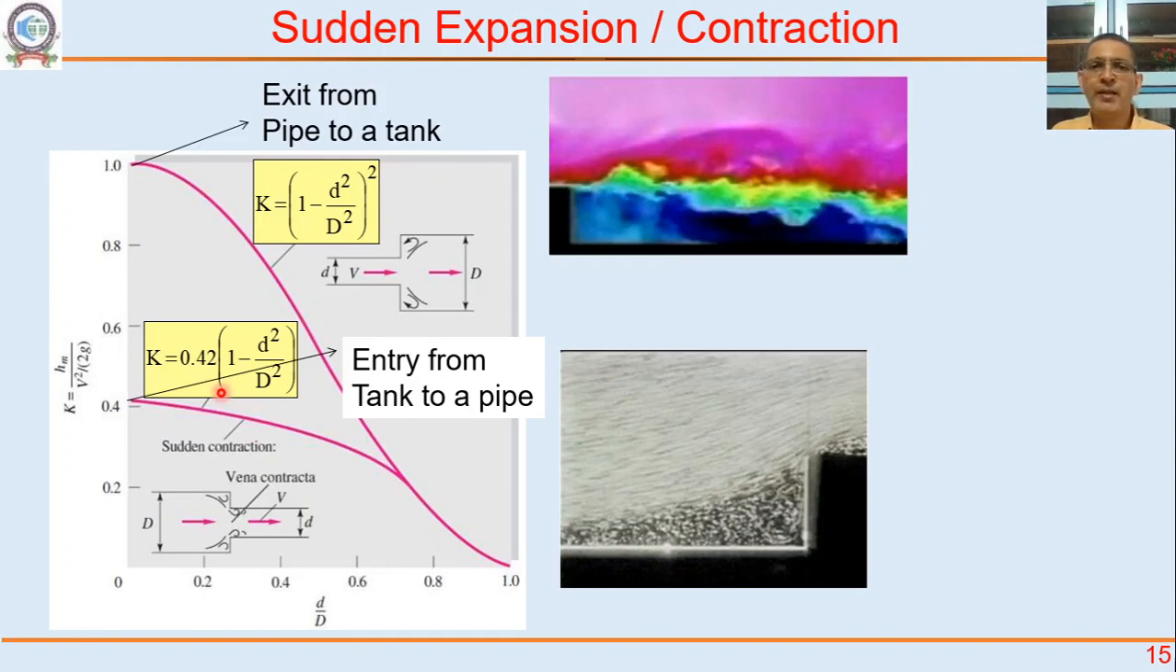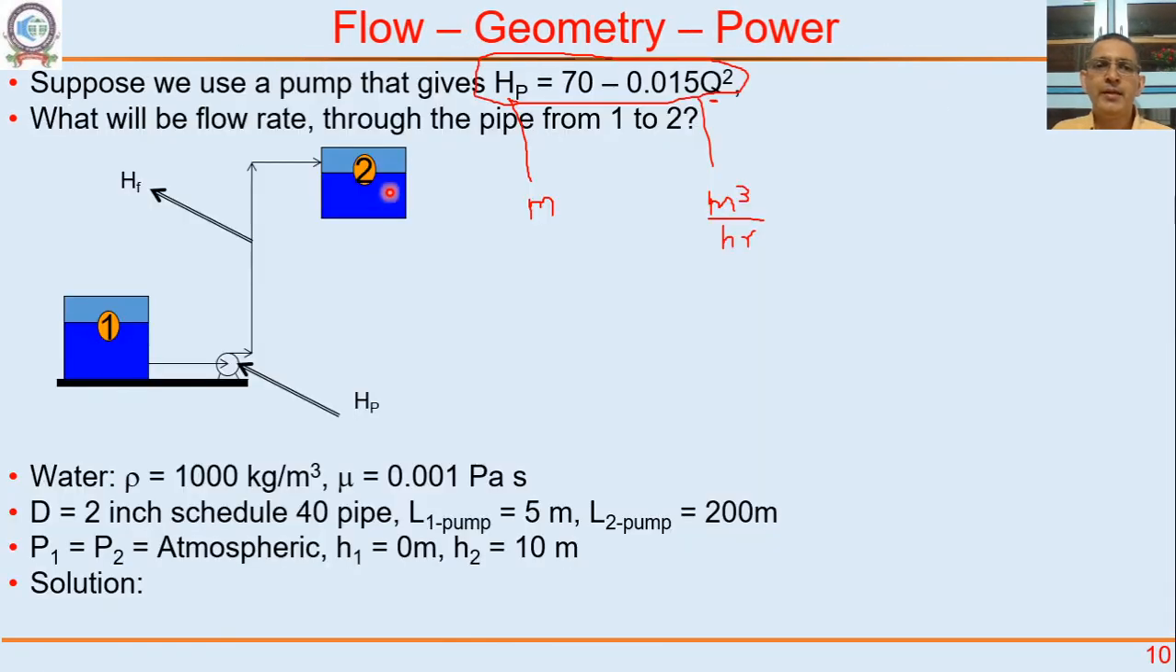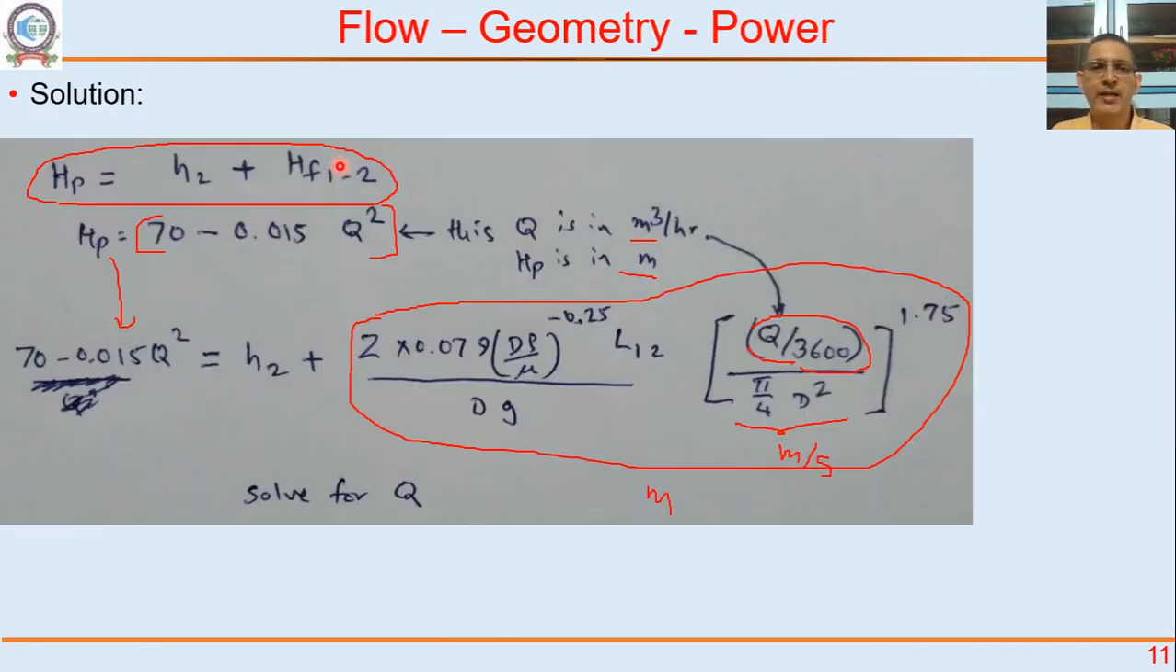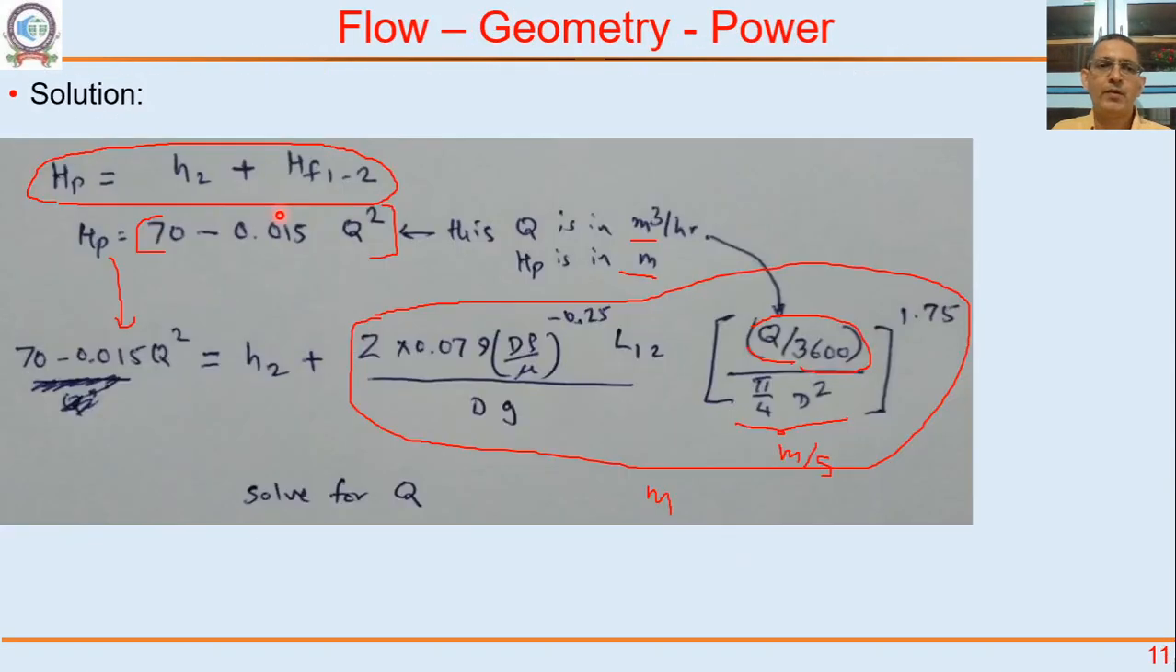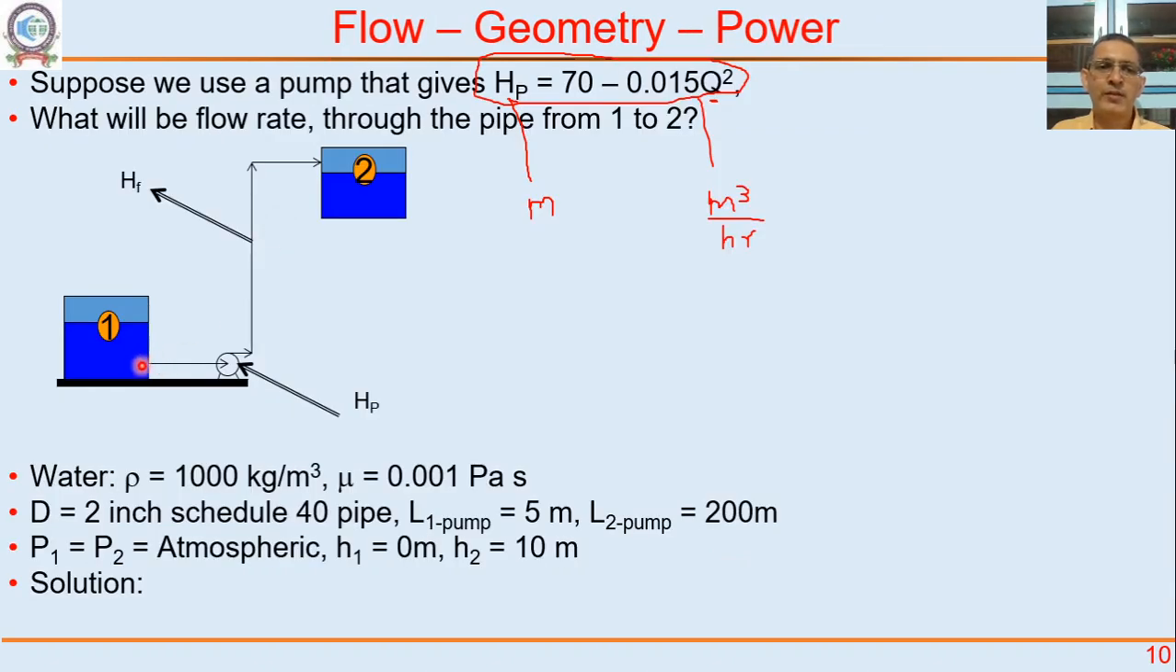If you think about it the other way around, here the fluid is going from a pipe into a tank, from a small area to a large area. So the head loss can be calculated from here. And if the large area is like a tank, this D is very large as compared to small d, then this is 0. So K is practically 1. So even when we say pipe, head loss coefficient for this is 0.42, head loss coefficient for this is 1.